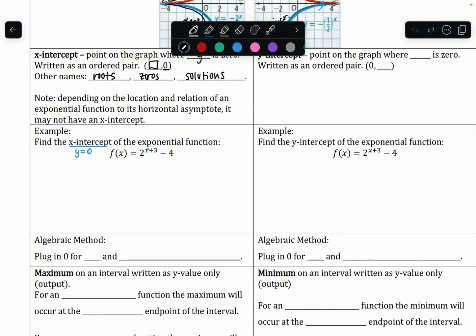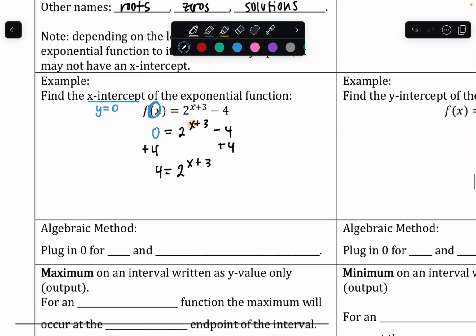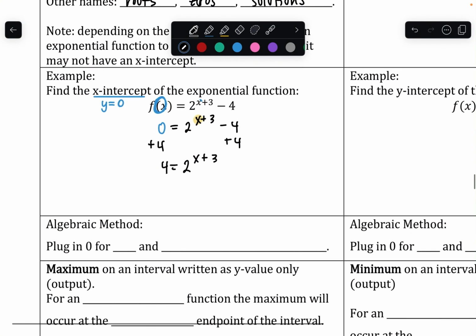Sorry, not that x, 0 for the y. So that would be over here on the left. And so my equation would still have x involved, and we have to solve for the x. So our first step is to add 4 to both sides, isolate your exponential expression. And then from here, if you notice that you can get a common base, for example, I can rewrite this 4 as 2 squared. That'll help you solve for your exponent without using logs.